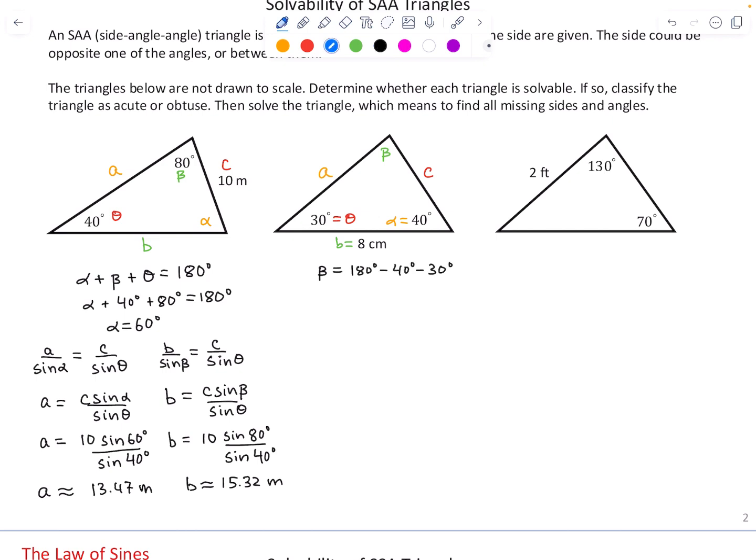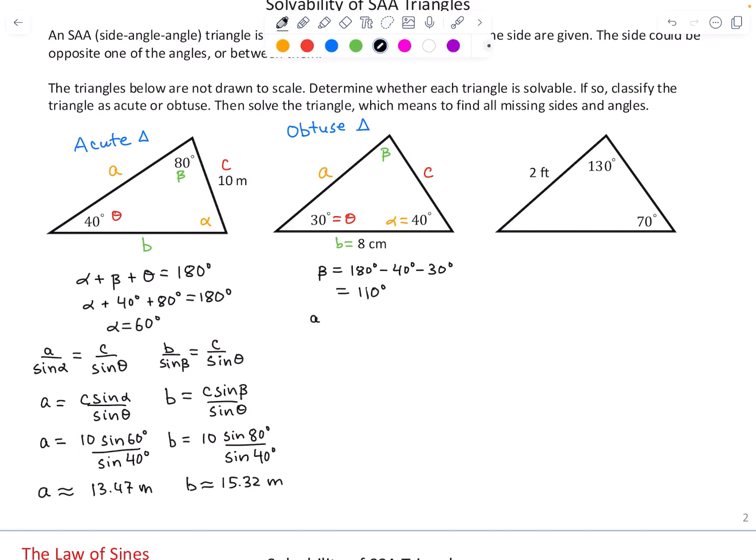Oh, and I should have mentioned on the last triangle that we were supposed to classify it as acute or obtuse. So in this first triangle, all the interior angles turned out to be acute. So we had an acute triangle. That won't be the case for this next one, because it turns out that beta is equal to 110 degrees. So already I know that we have an obtuse triangle. Now, in our picture, it does not look like beta is obtuse, but again, this picture is not necessarily to scale. Now I want to find A and C.